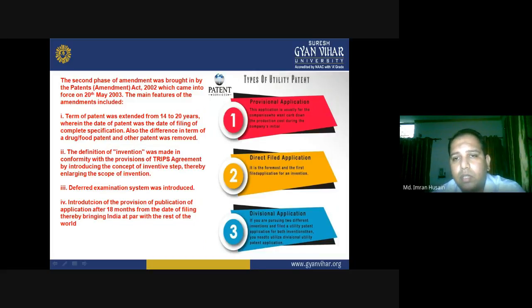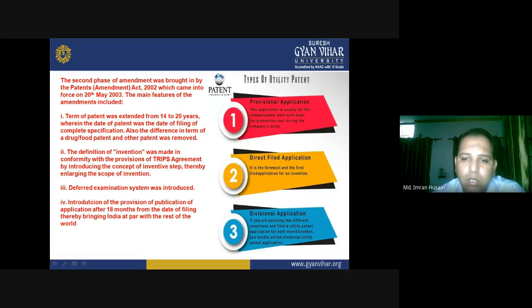So, types of utility patents. And provisional application. This application is usually for the companies that want to curb down the production cost during the company's initial stage. Okay, so this is provisional application. Direct filed application. It is the foremost and the first filed application of an invention. This is direct file applications and provisional applications.